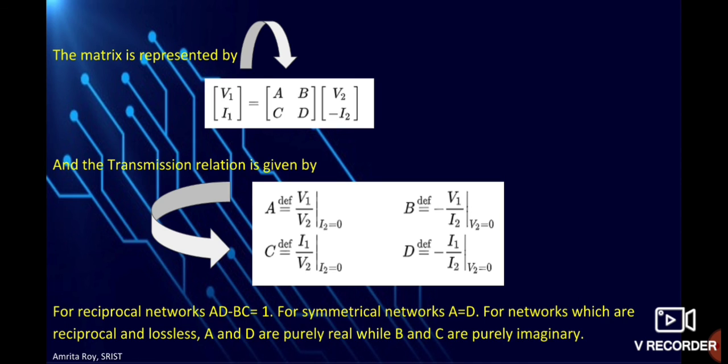Now for reciprocal networks, we will get AD minus BC equal to 1. And for symmetrical networks, we will get A equals D. For networks which are reciprocal and lossless, A and D are purely real and B and C will be purely imaginary.